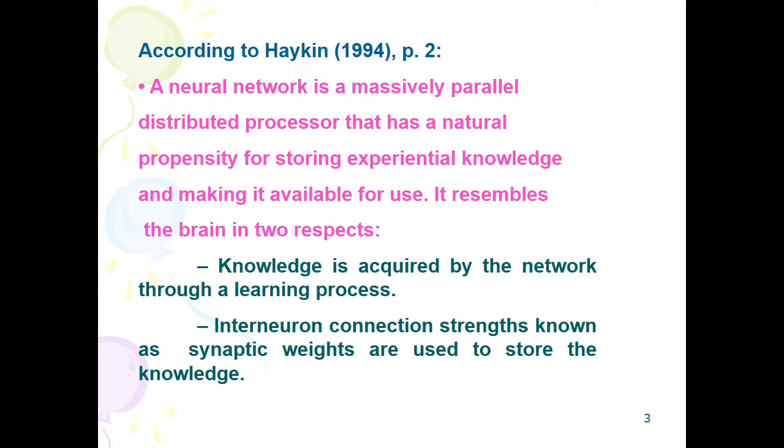connection strength. So a neural network depends upon the knowledge, the amount of data learned through the process, and the interconnection strength derived from the synapses, that is the synaptic weights, which are used to store the knowledge. These two are the most important in building an artificial neural network.